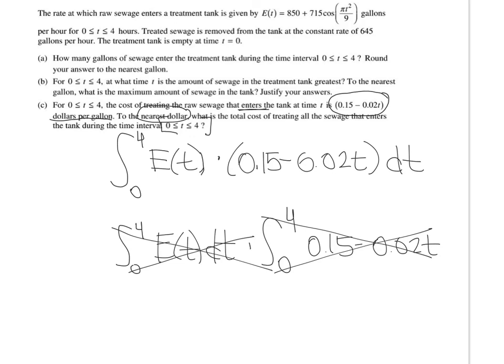So once I take the integral of E of t times the cost, the value would be 474.320. Now it did ask to round to the nearest dollar, so the answer would be $474.